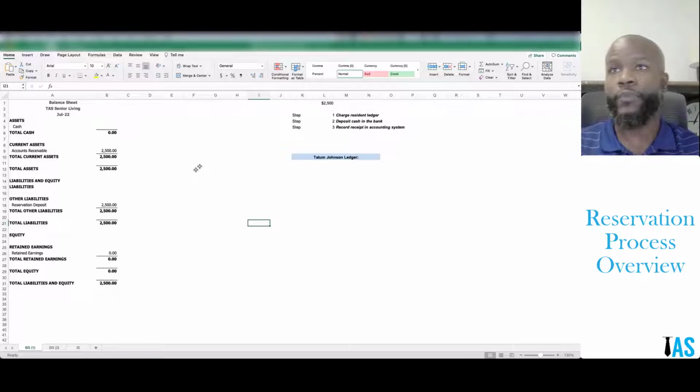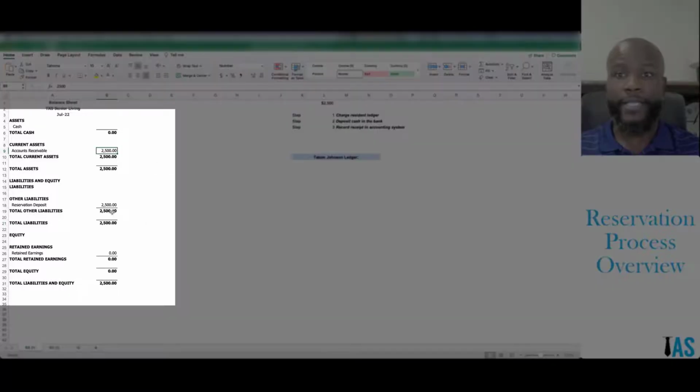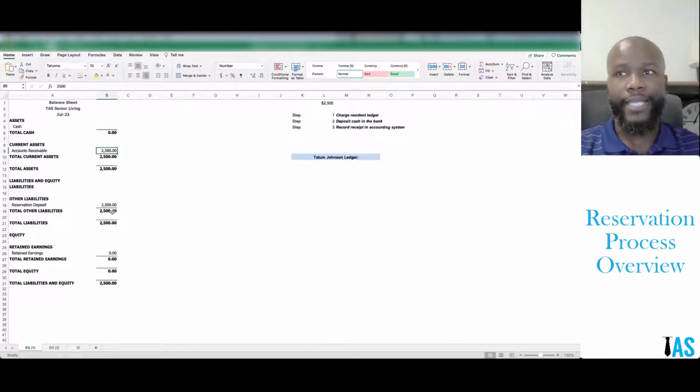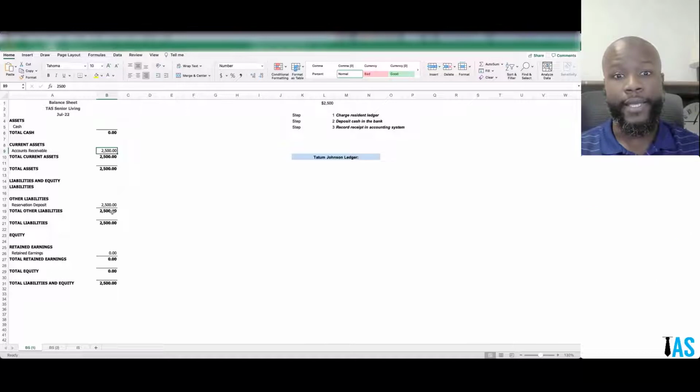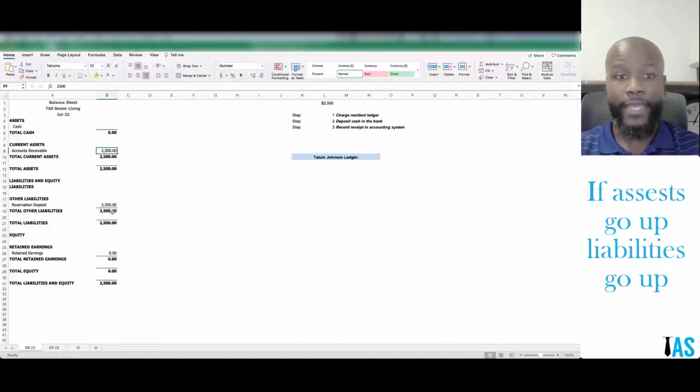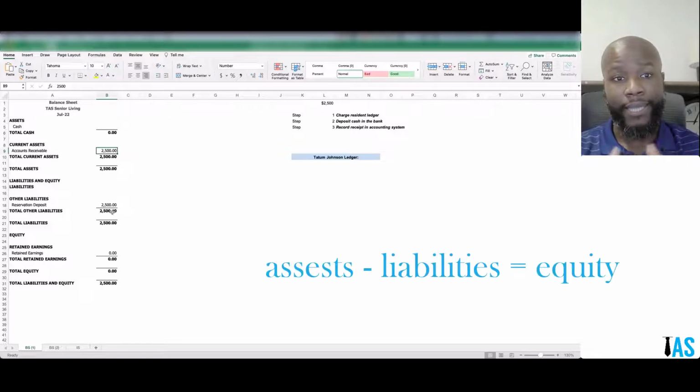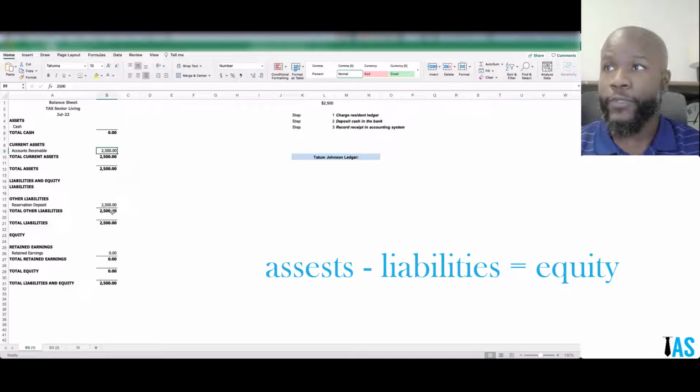So if you remember, the first step was a charge. That's why we have AR, and that's linked to a reservation deposit, because in accounting, it always has to balance. We can't do a one-sided entry. If AR is going up, something else has to go up. In this case, we've got assets going up, so we have to have liabilities going up. Remember that equation we talked about: assets equal liabilities plus equity, or assets minus liabilities equals equity. So that was step one.